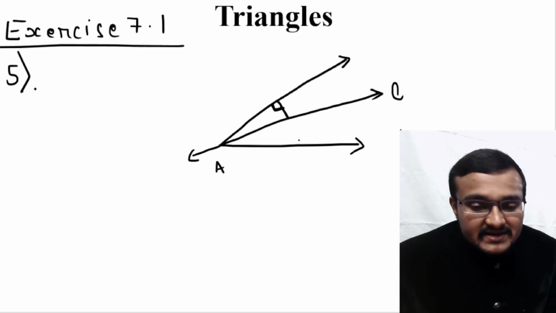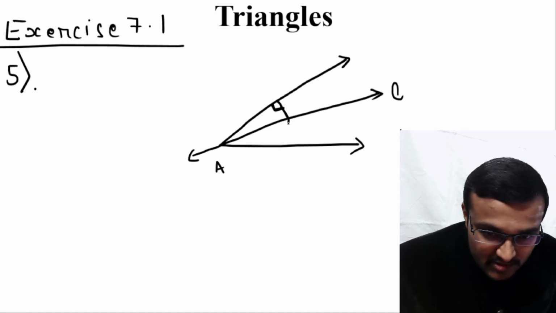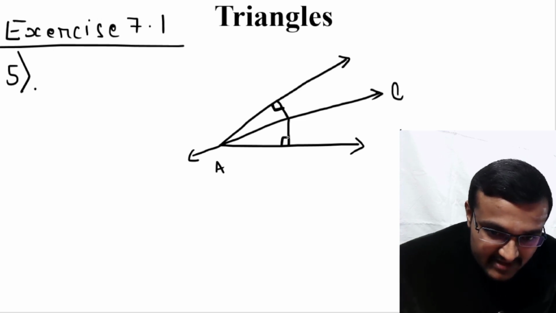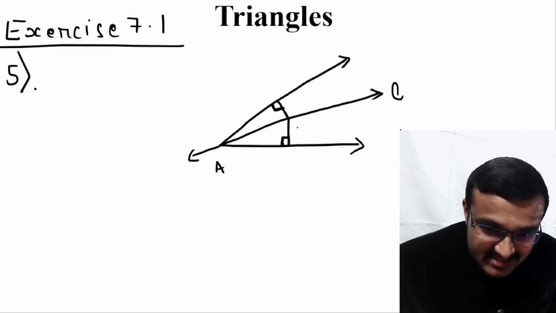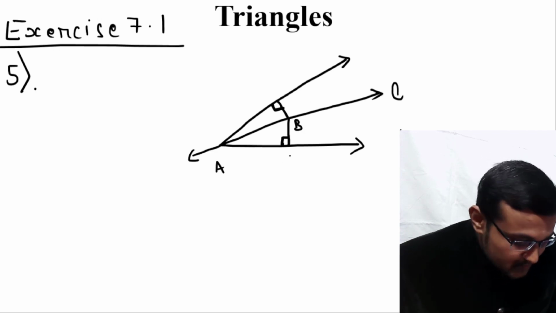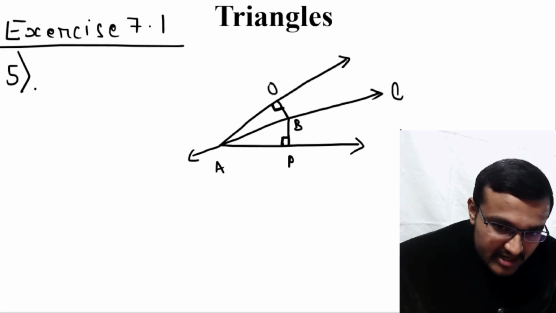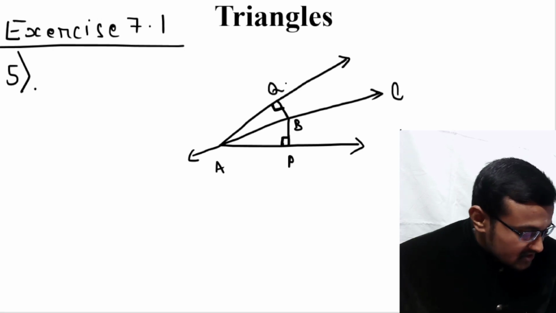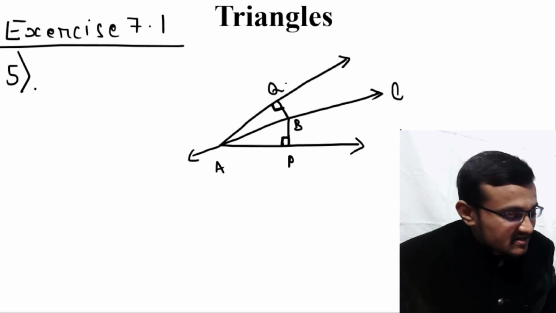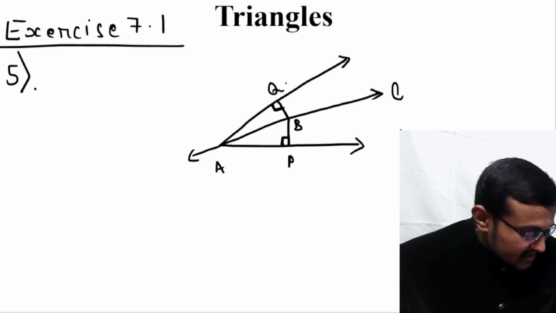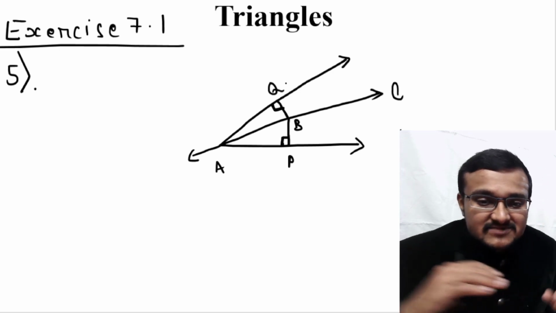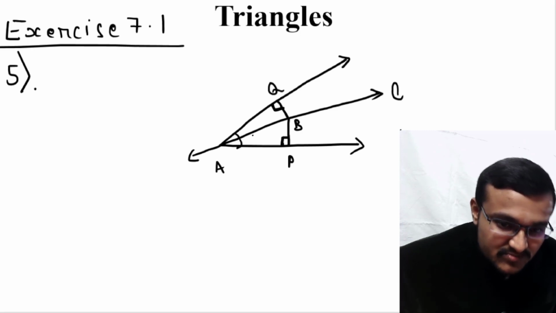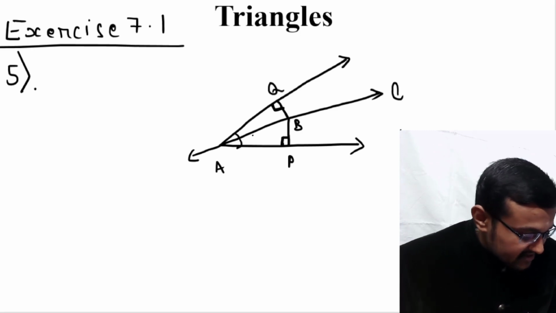So this angle is 90 degrees. Similarly, there is one more perpendicular line drawn to this down ray. Here also you have the angle 90 degrees. This point is B, this point is P, and this point is Q. Based on this diagram, you have to solve the questions in the fifth question. Here they have clearly said that L is bisecting the angle A. So this angle will be equal to this angle. That is what they have given.